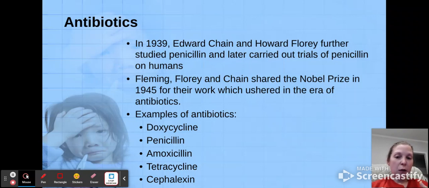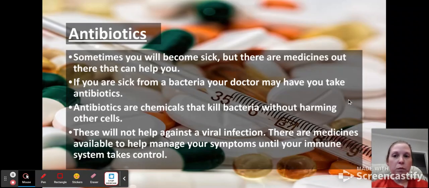So some examples of antibiotics, some you've probably heard of, are doxycycline, penicillin, amoxicillin, tetracycline, and cephalexin. Cephalexin is one that's given very often, as well as amoxicillin. The other ones you may have come in contact with as well.